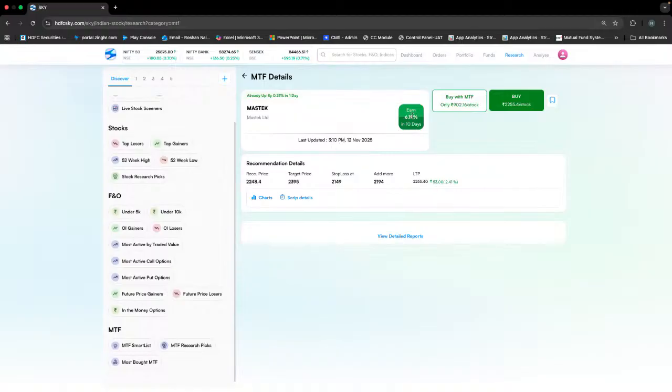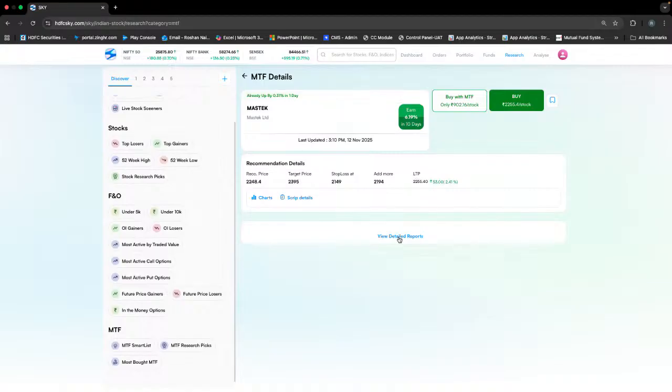You can see that the recommendation is we can earn up to 6% in 10 days, and you can buy this with MTF. We also show it is already up by some amount since yesterday. Recommended price, target price, current price. Since the LTP is around the recommended price right now, it is advised to enter this position.